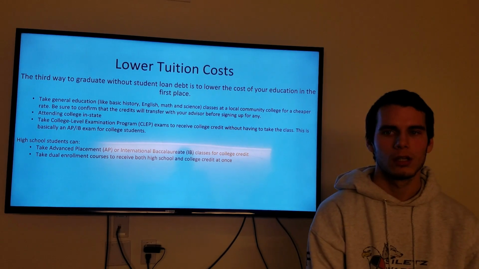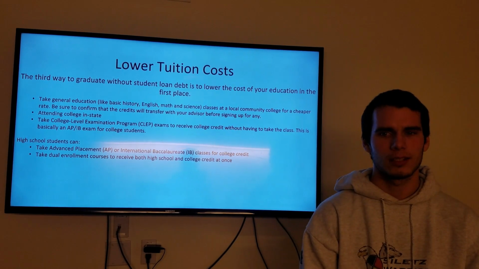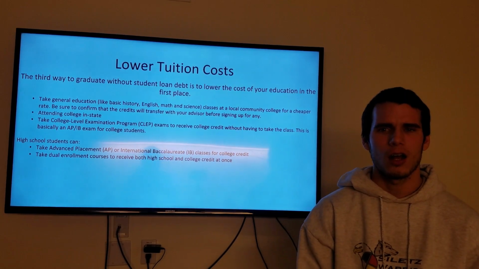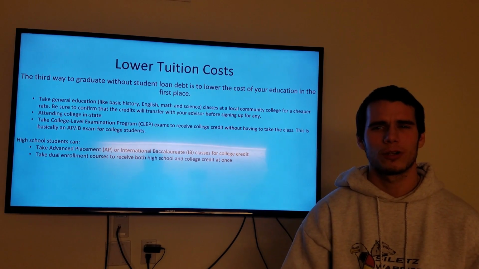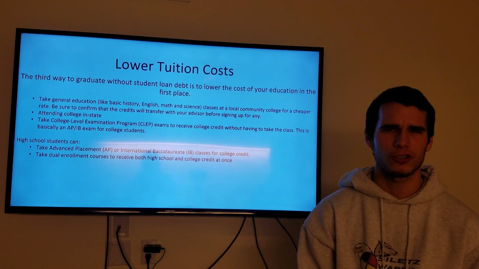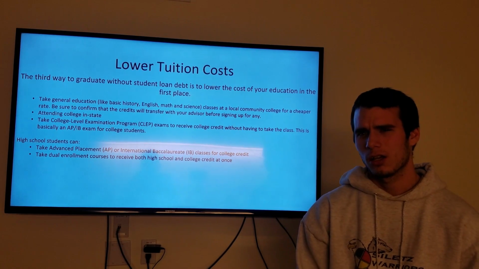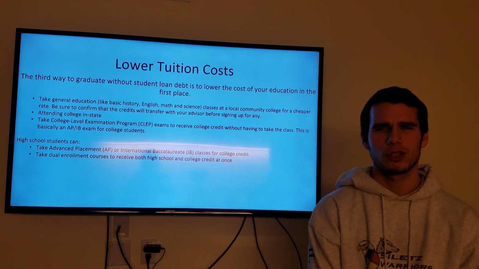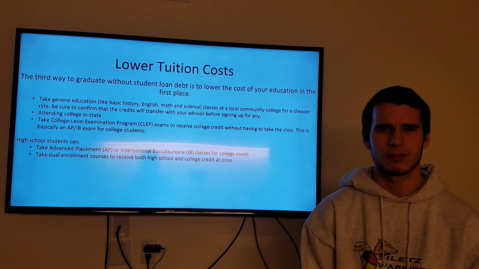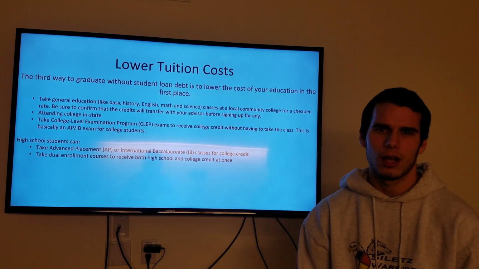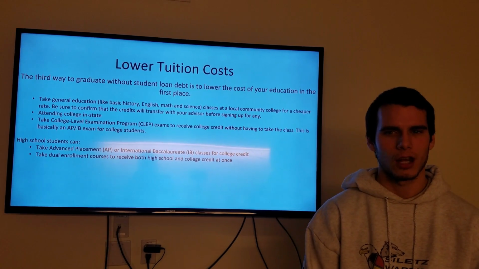Next slide, please. Lowering tuition cost is the next step. It's the third way to graduate without student debt. A good way to lower your tuition costs is to basically take all your general ed classes and things first at a local community college. It's a lot easier. Usually it's around $1,300, so around $5,000 or $6,000 a year in tuition compared to a university that's upwards of $30,000.